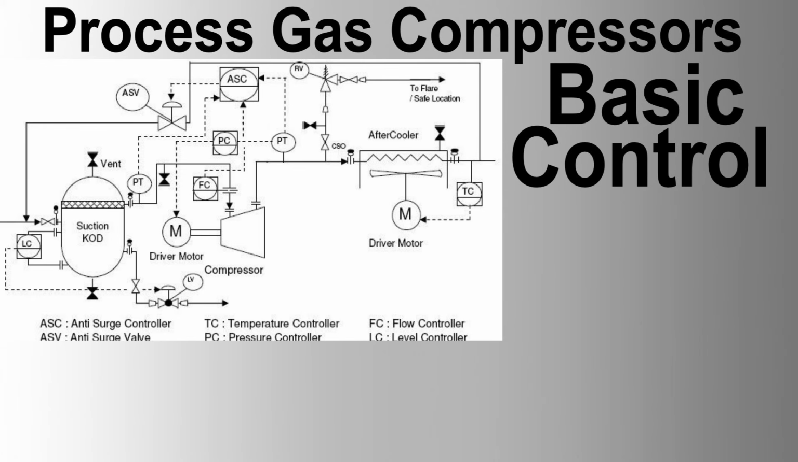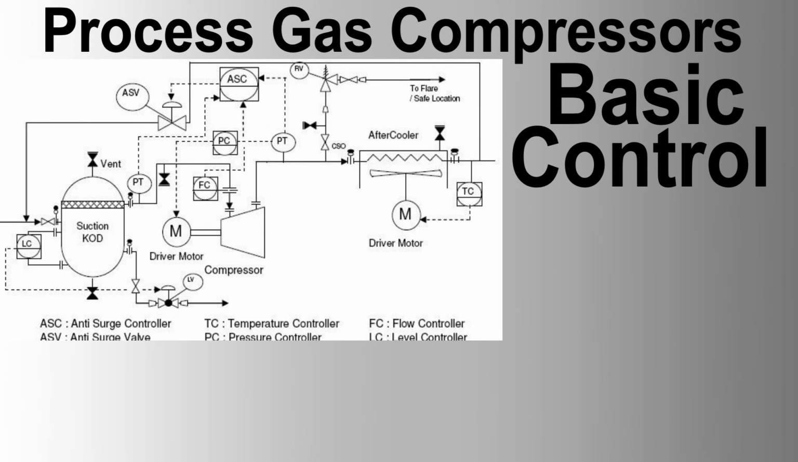2. Discharge pressure control loop. Purpose: to maintain a stable discharge pressure from the compressor, ensuring the downstream process requirements are met. Components: pressure transmitter, PT, measures the discharge pressure of the gas exiting the compressor. Controller, PID, processes the discharge pressure signal and determines necessary adjustments. Control valve, CV, regulates the flow of gas to maintain the desired discharge pressure.